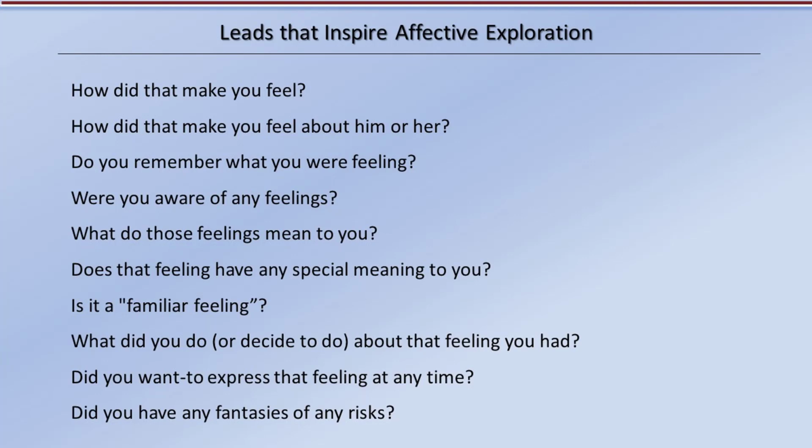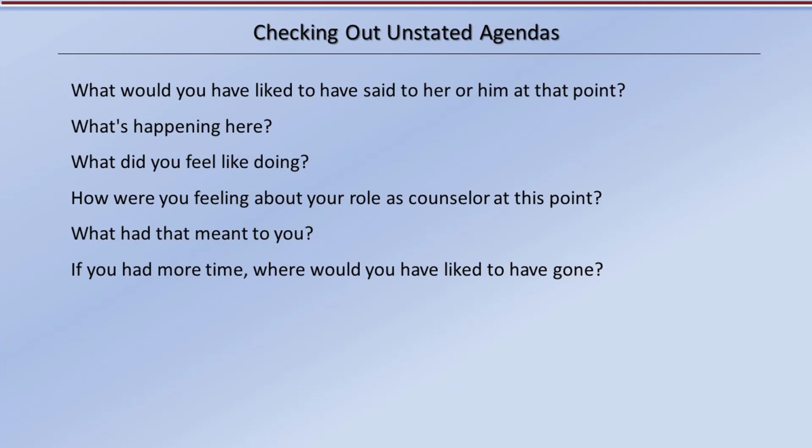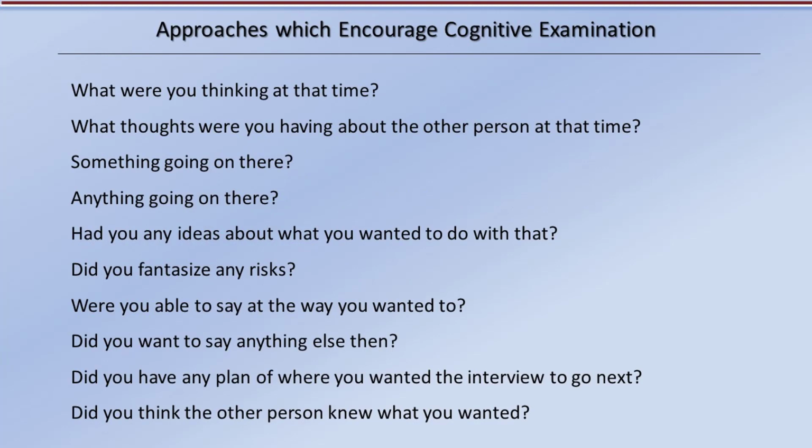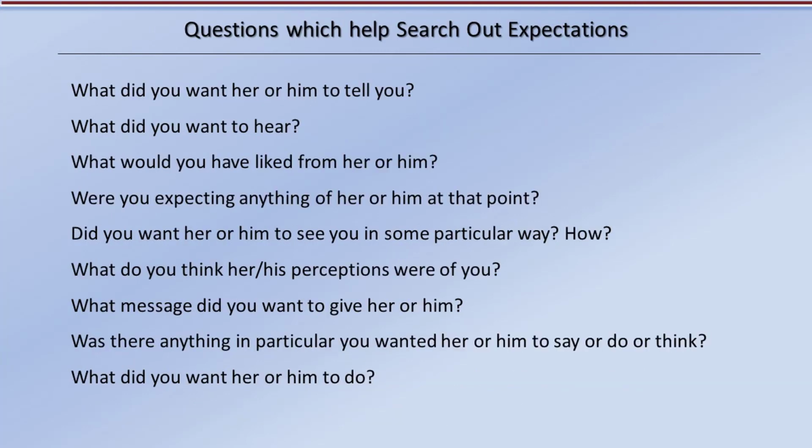And so on. Checking out unstated agendas. What would you like to have said to him or her at that point? What's happening here? And so on. Questions to encourage cognitive examination. What were you thinking at the time? What thoughts were you having about the other person at that time? Questions to help search out expectations, such as, what did you want him or her to tell you? What did you want to hear?